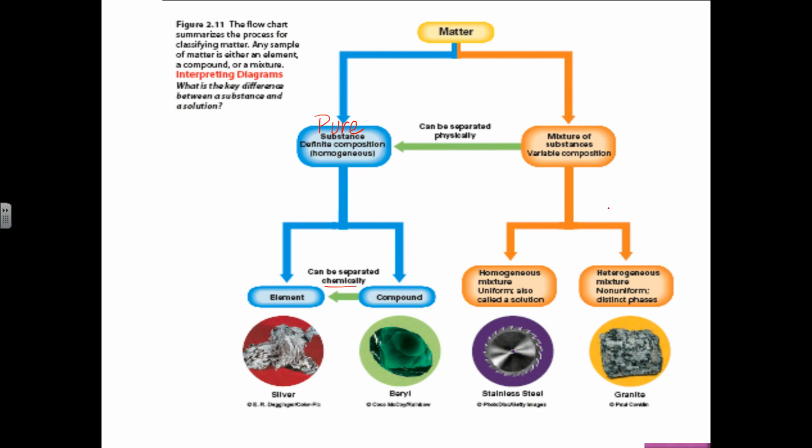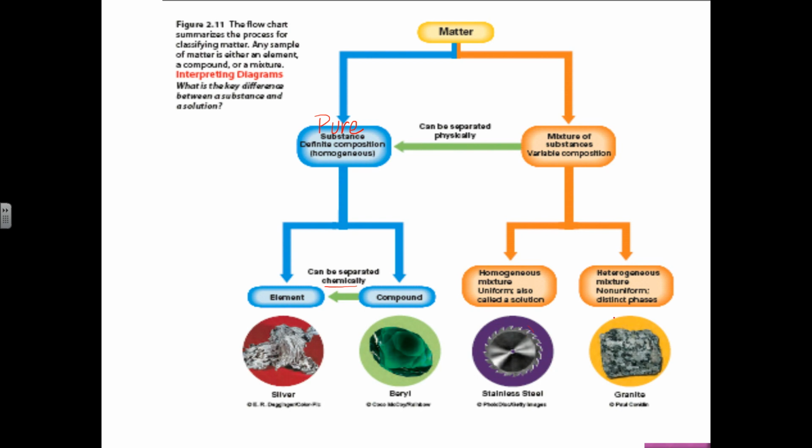Now, of the mixtures, there are two types. Homogeneous mixtures have a uniform composition throughout. An example of a homogeneous mixture would be salt water. Here you have stainless steel, which is a solid solution, if you will, of metals that have been melted and then mixed together. They're the same throughout.